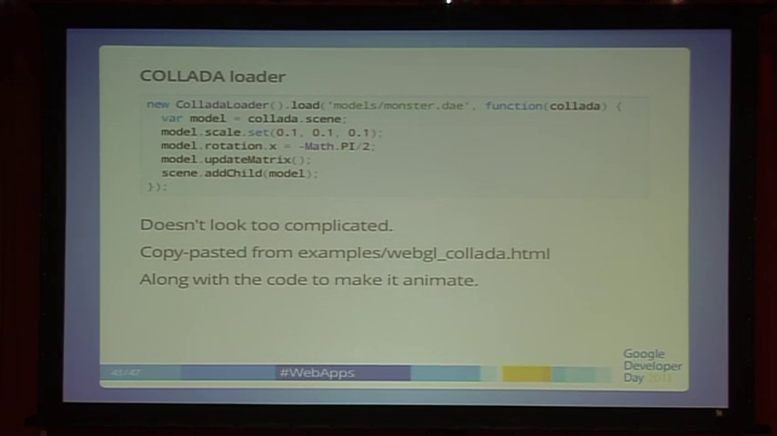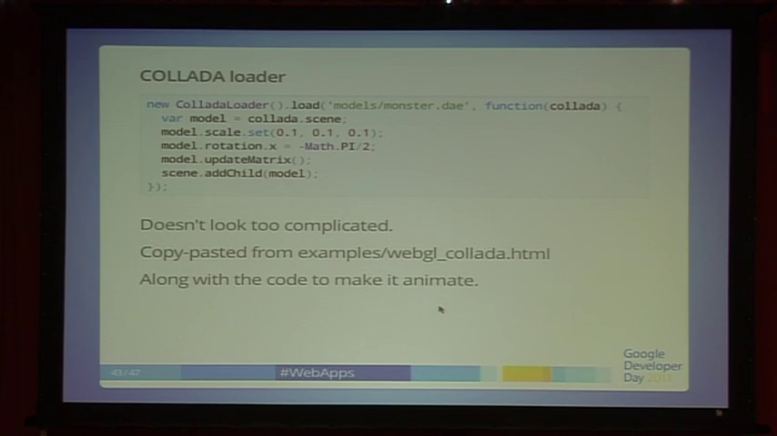There's a Collada loader. Collada is a 3D exchange file format that you can save your models in, and then there is a Collada loader for 3JS that lets you load them into your scene. So I'm loading here a monster model and putting it into the scene. It's not too complicated.